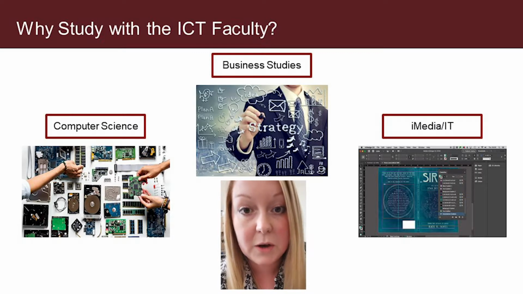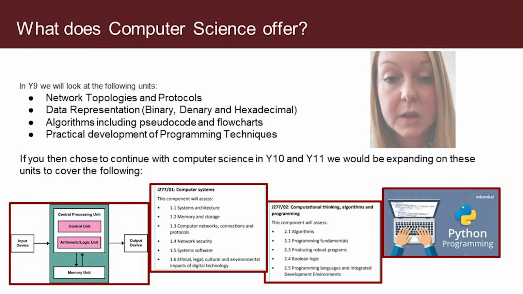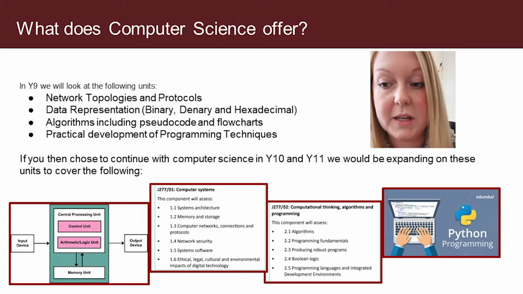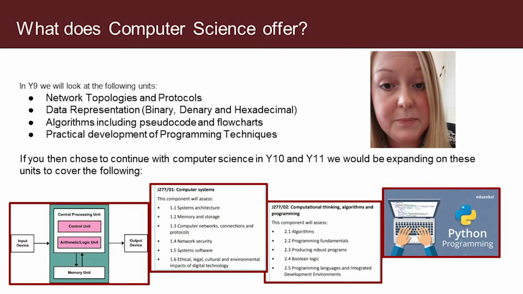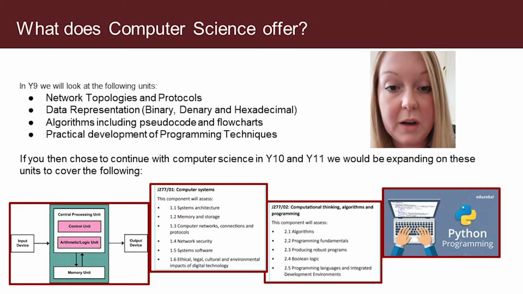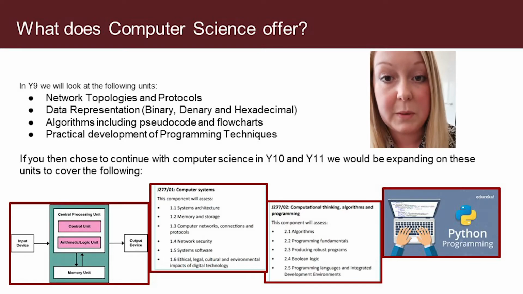So let's take a look at computer science first. The computer science course puts a lot of emphasis on how technology actually works and understanding those computer systems. This course would appeal to students who are interested in programming and who want to know how the computer systems work from the inner workings of the computer. So in year 9 we would begin with networking, where we look at the different topologies, the different protocols that are used and generally how to set up networks.